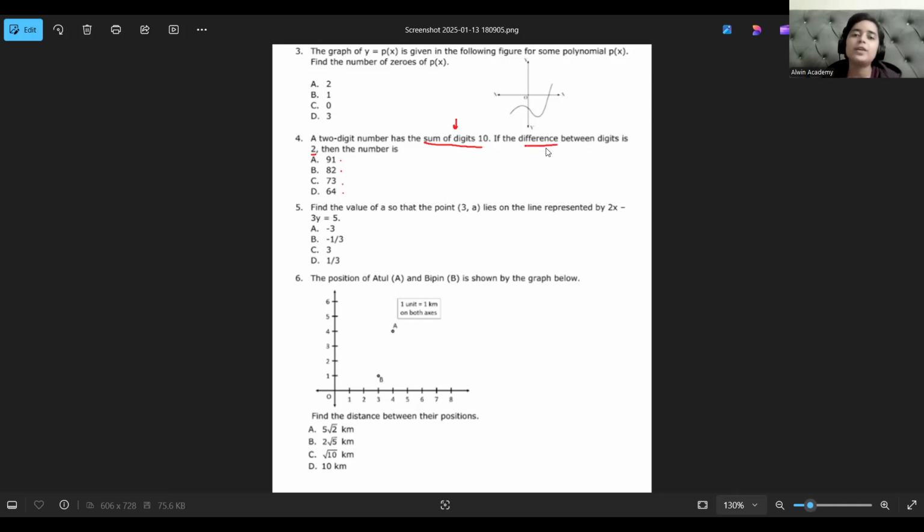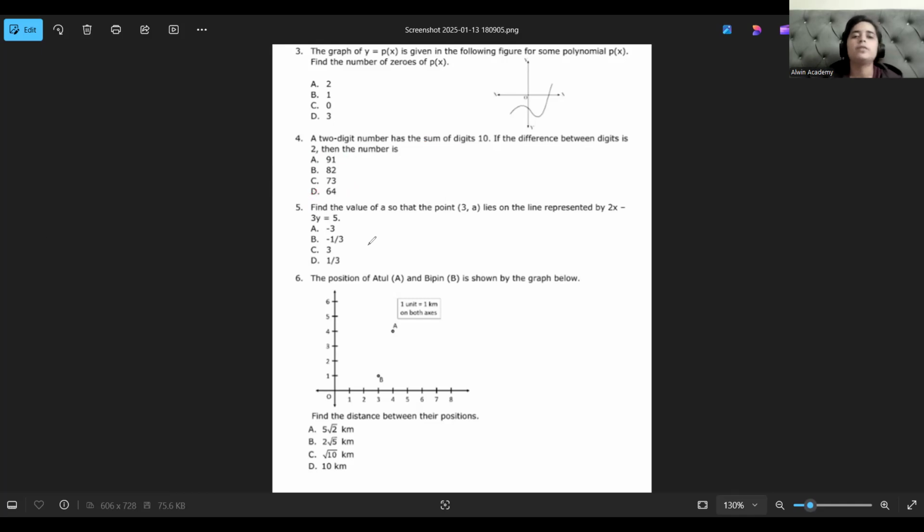Now we're given the difference is 2. 9 minus 1 is 8, so this is not the answer. 8 minus 2 is 6, not the answer. 7 minus 3 is 4, not the answer. 6 minus 4 is 2, so yes, option number D is the answer. You can also check it with the traditional method. 64 will come out to be the answer.